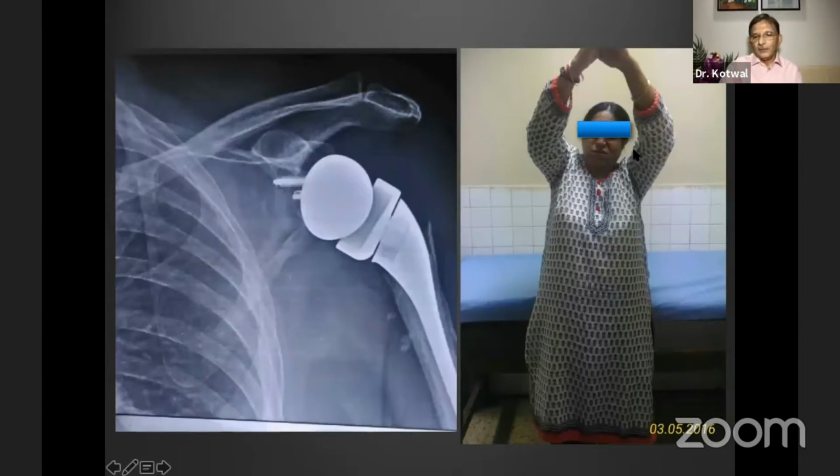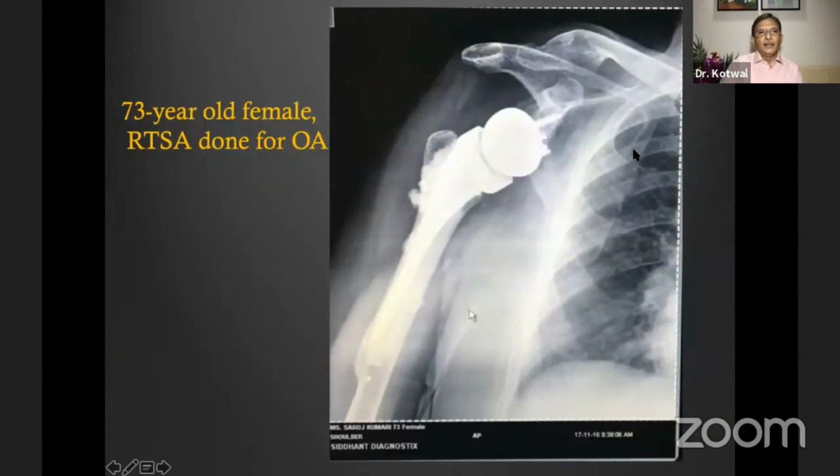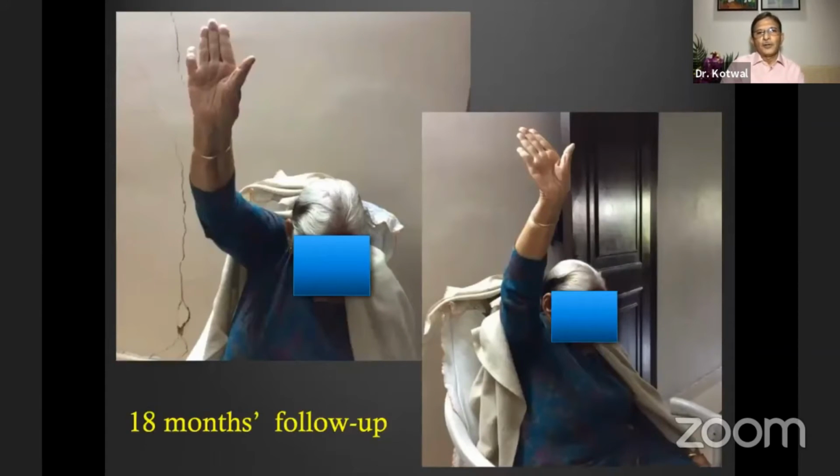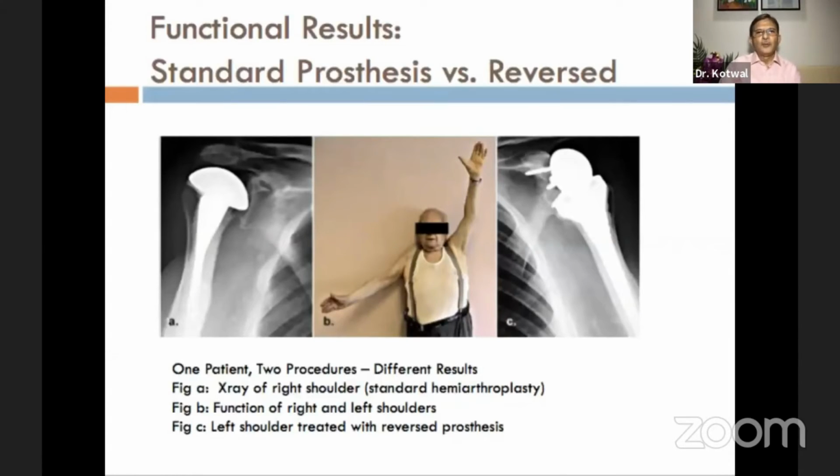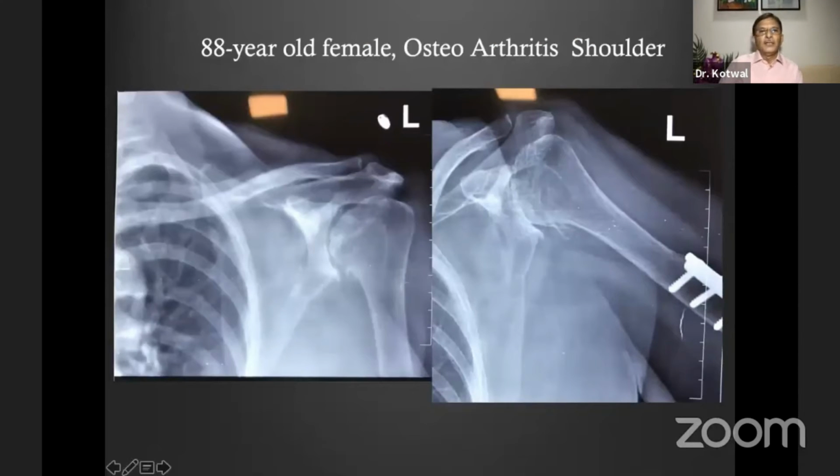The operated side is on the left side. And this is another one for osteoarthritis. That's the result. This is another 85-year young person with reverse shoulder, and that's his range of movement. A very important slide: this same patient had two procedures done. This is the standard hemiarthroplasty, and that's the reverse shoulder. And you can see the functional result after each surgery.